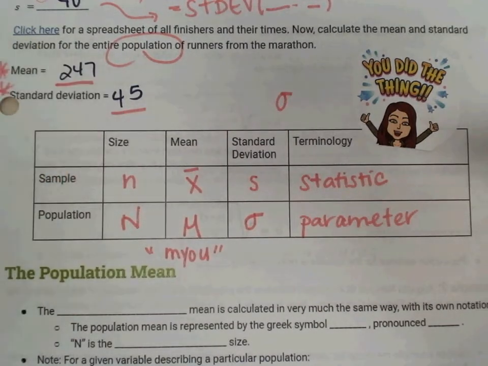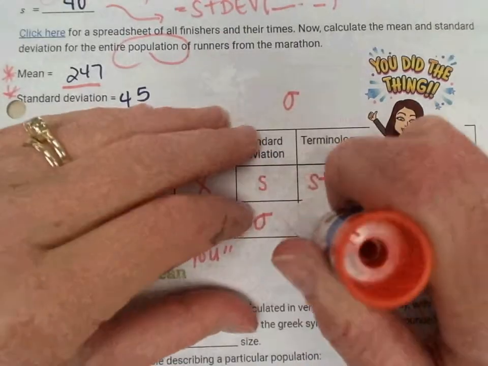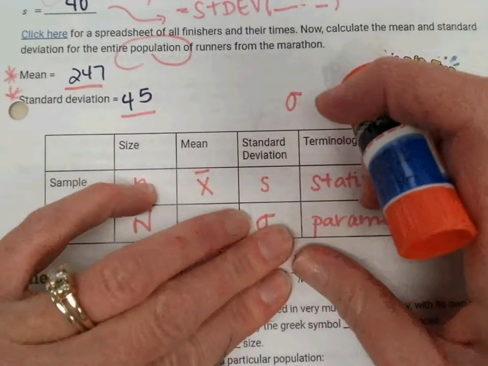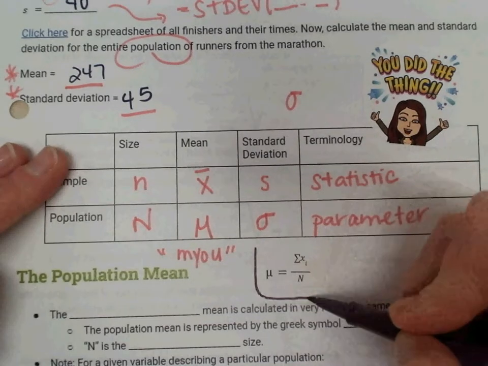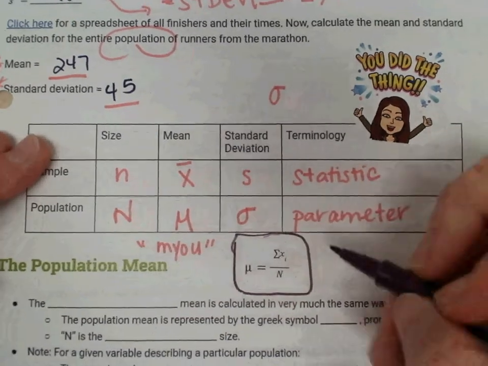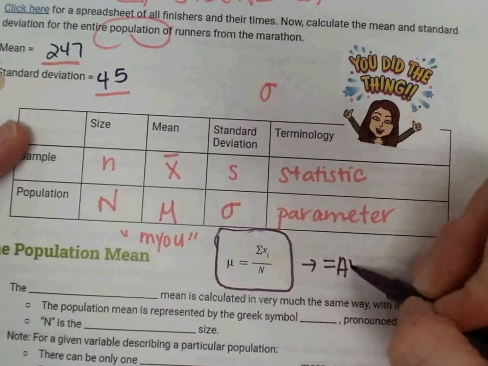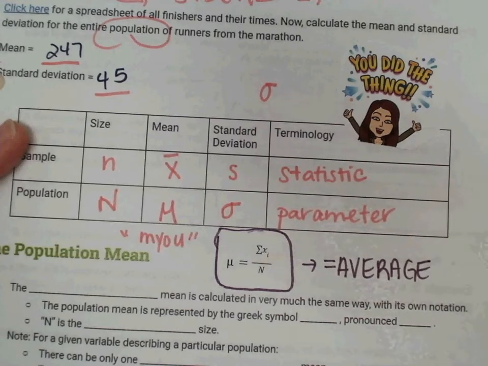The formula for the parameter mean, the population mean, is the same process as we did with the sample mean. Different symbols, same process. We add them all up, and we divide by how many there are. So in Excel, again, this one is just equals AVERAGE. It's the same formula.